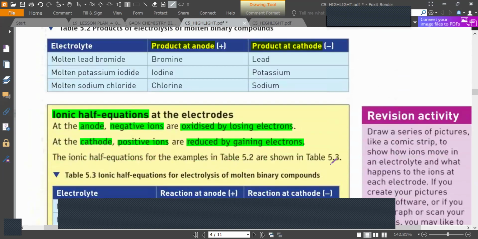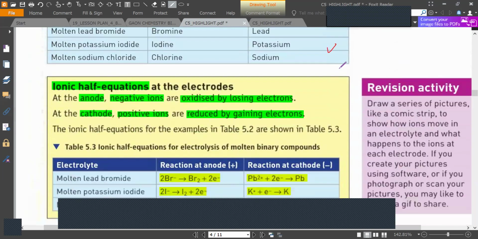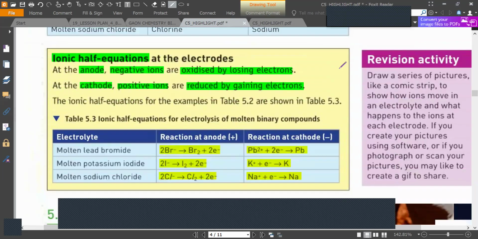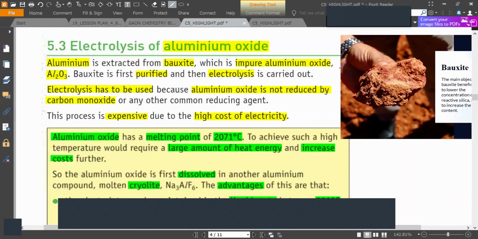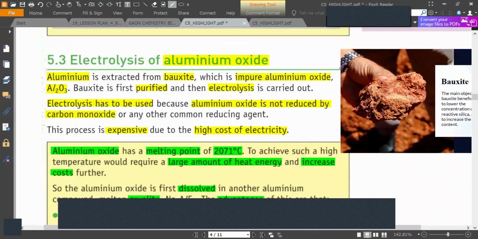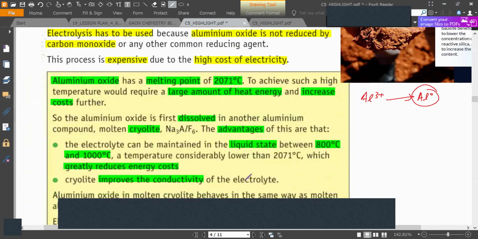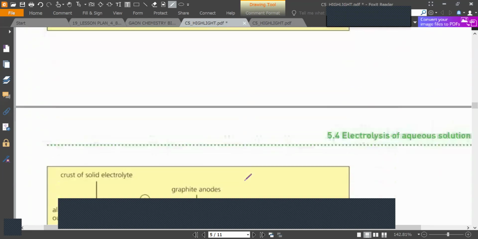Here we have more examples of how to create the ionic half equations, and then aluminum oxide. As we mentioned before, aluminum is a very useful metal, but we always start with aluminum 3 plus. That's why we do the electrolysis to get the aluminum metal. So this is the process that we learned about.